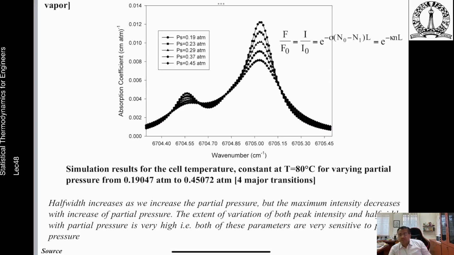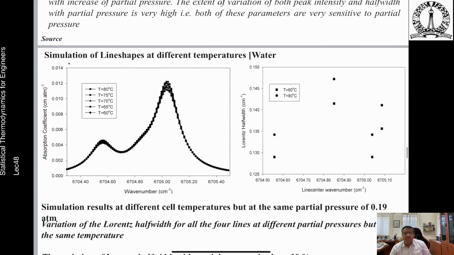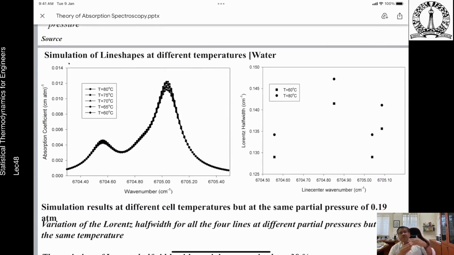So both of these parameters are sensitive to partial pressure. That is what we can say over here. So this is at different temperatures, for example, from 60 to 80 degrees Celsius. Here you can see the change in temperature and the variation of line shapes at different temperatures. Okay, so this is what you get.